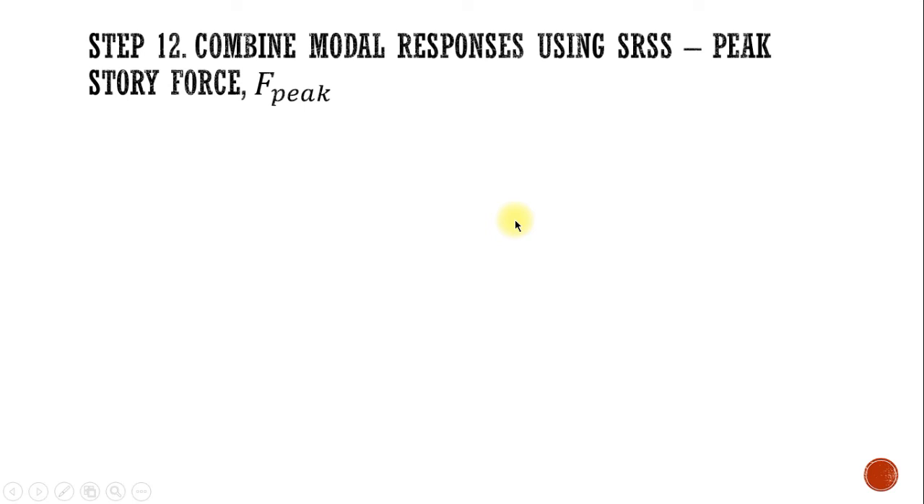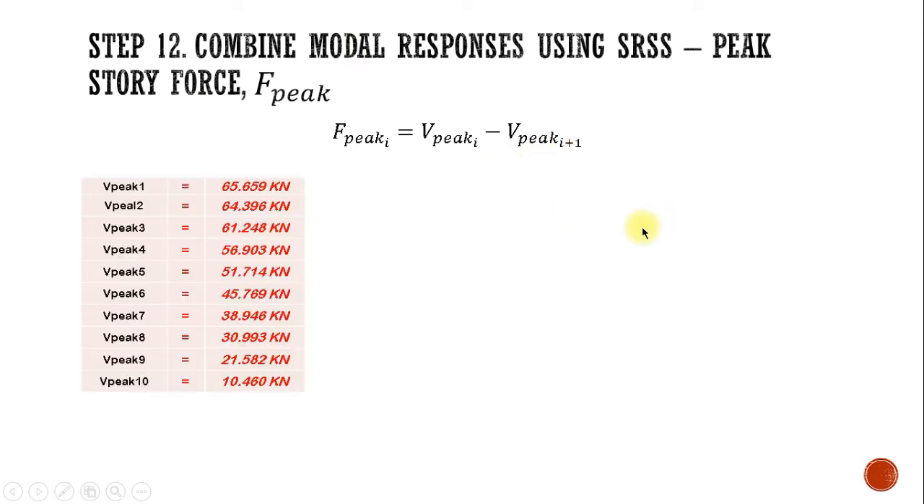So, step 12 natin ay kukunin natin yung ating peak story forces, using also the model responses in SRSS. So, ang formula natin in computing the peak story force ay F peak subscript i equals V peak subscript i minus V peak subscript i plus 1. So, paano natin ito isosolve using this formula?